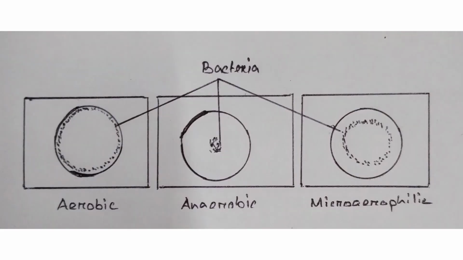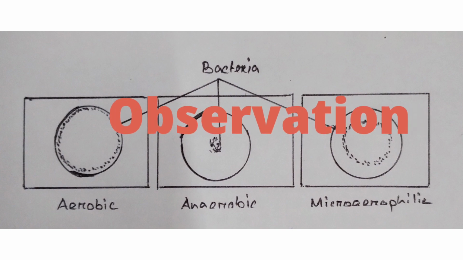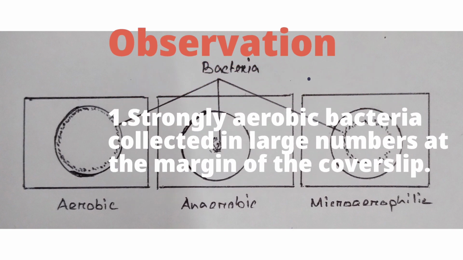For this purpose, we have to take 3 slides and we have to put aerobic bacteria, anaerobic bacteria and microaerophilic bacteria in these slides respectively, and then cover by cover slips. Observation. We will observe that the first case, the strongly aerobic bacteria collected in large numbers at the margin of the cover slip.